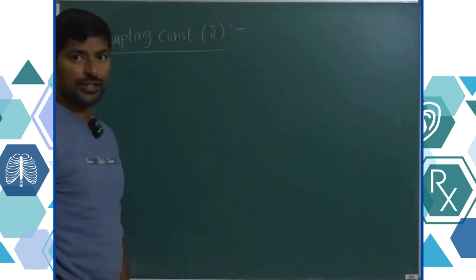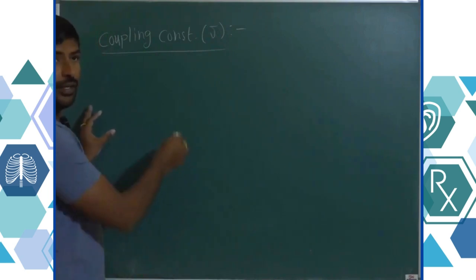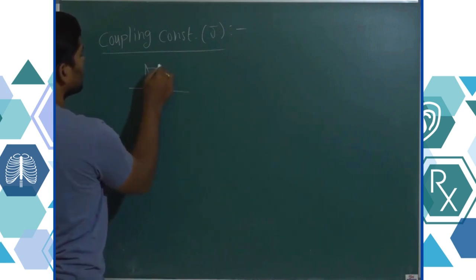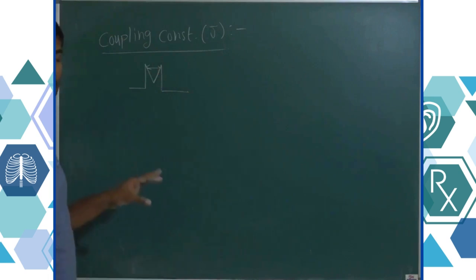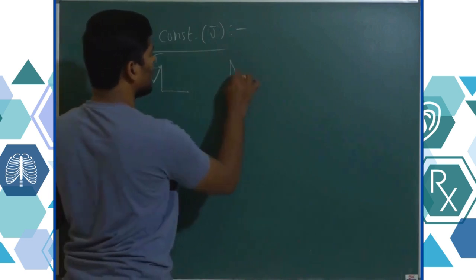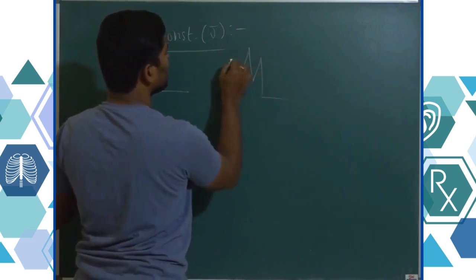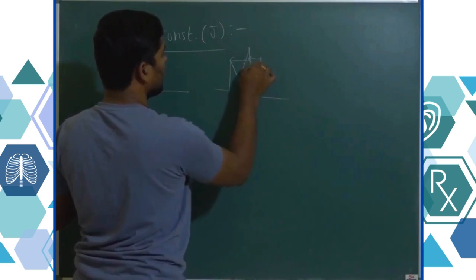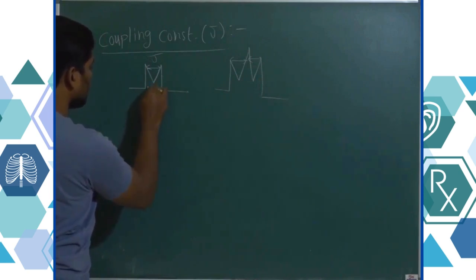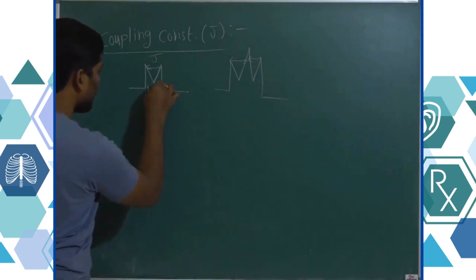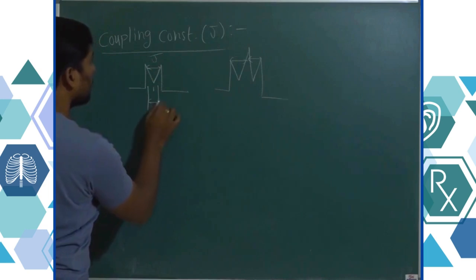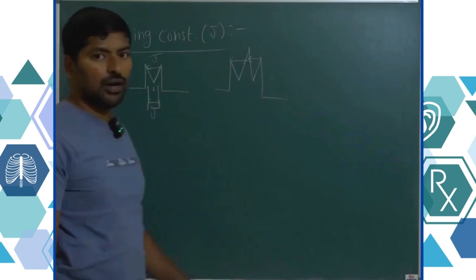Coupling constant is nothing but the distance between any 2 adjacent lines in the multiplet. We have a multiplet like this, and we can consider any 2 adjacent lines, and this is the actual delta, the chemical shift value. This peak we are getting here, the gap is called J, and J is called the coupling constant.